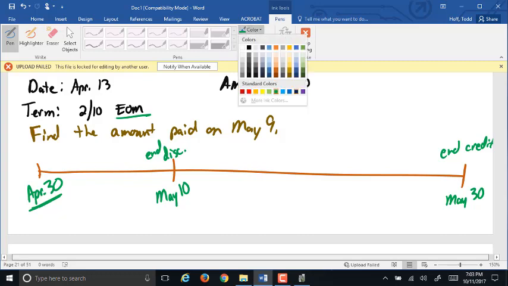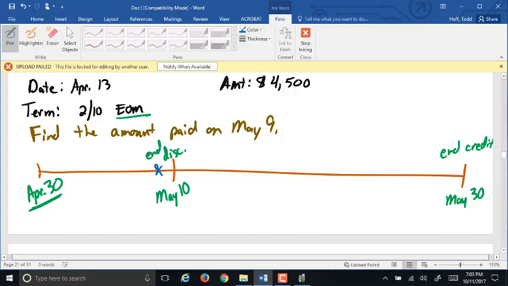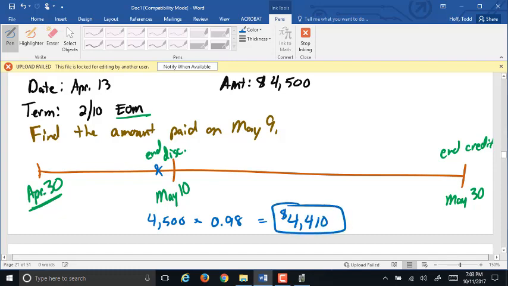So it's paid on May 9th. Do they get a discount? Yes. What percent? 2%. So 4,500 times what? 0.98 is $4,410, the amount paid.